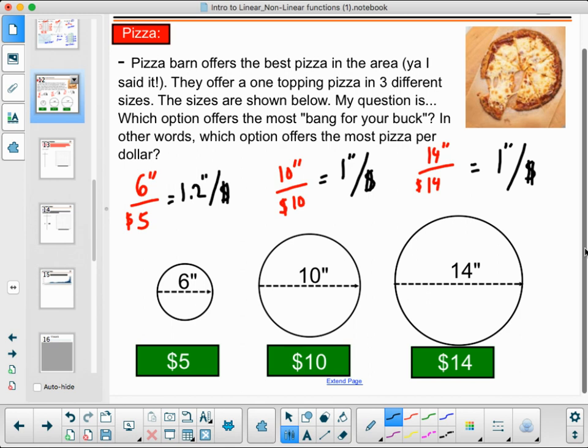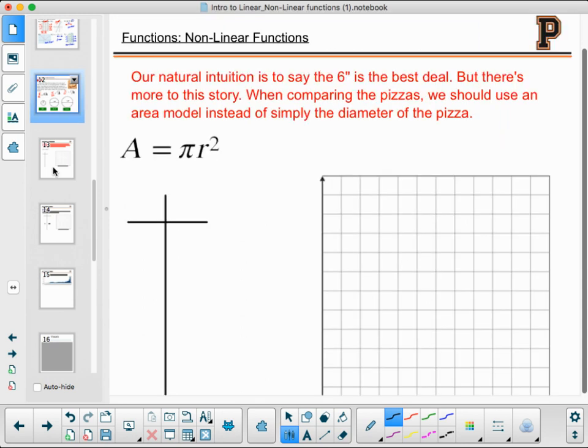All right, so you can see here, in terms of the diameter of the pizza, you definitely get more for what you pay with the 6-inch pizza. However, when we're talking about bang for buck with a circle, we want the most area out of the pizza itself. So what we're going to do first is examine the area model and take a look at which one actually is the best deal, because this is important math to be able to figure out. When comparing pizzas, we should use the area model instead of simply calculating the diameter of the pizza.